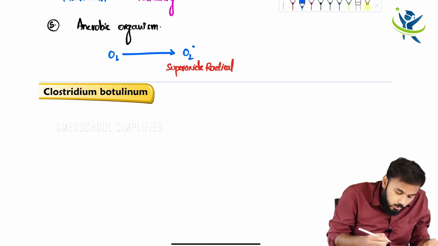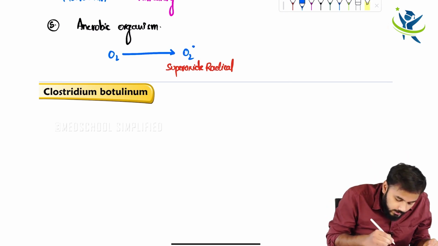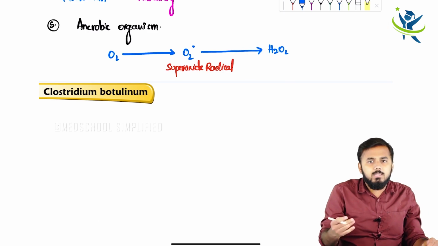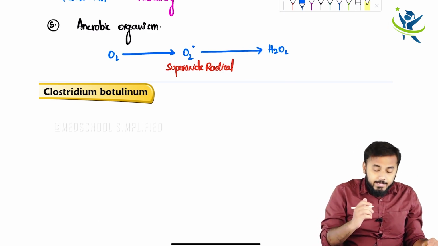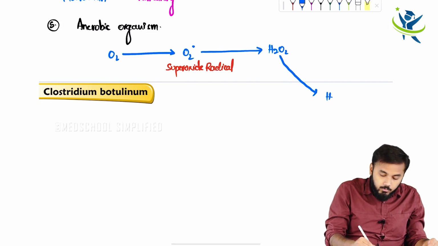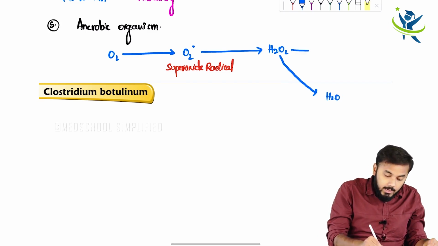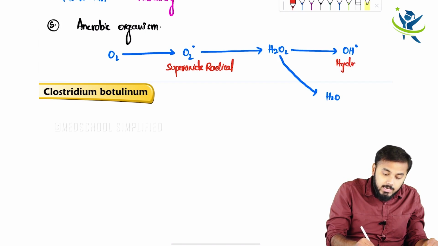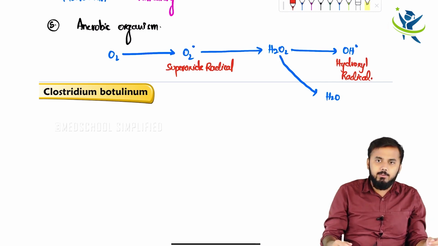Next, this O2 dot, the superoxide radical, will later be converted to H2O2. H2O2, as all of you know, is hydrogen peroxide. On one side, H2O2 will be converted to water. On the other side, it will be converted to OH dot. OH dot stands for the hydroxyl radical.